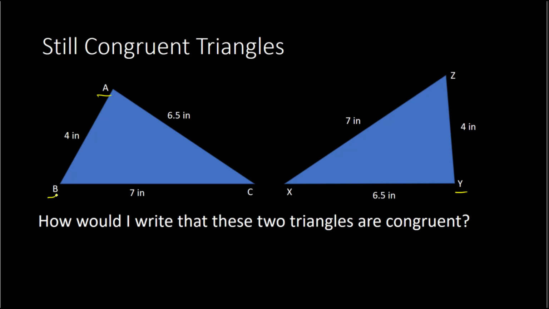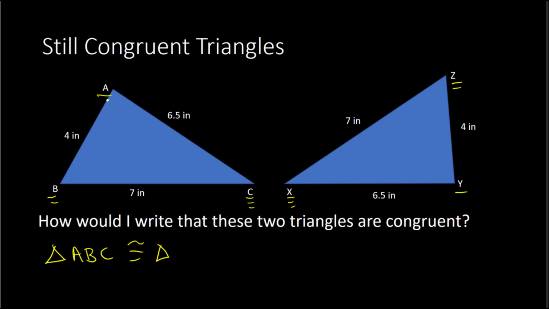Next we look at B. B is between the 4-inch side and the 7-inch side. Over here we see that Z also is in that same situation, in between the 4 and 7-inch sides. And then by default, the C has to correspond with the X. So when you write this, if we write triangle ABC is congruent to this other triangle, just make sure that the corresponding vertices are paired up.